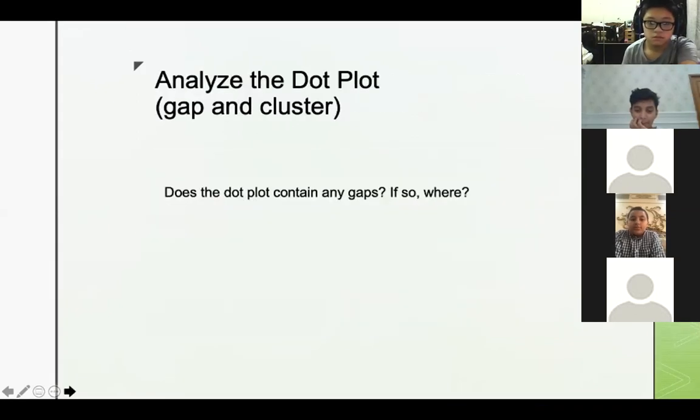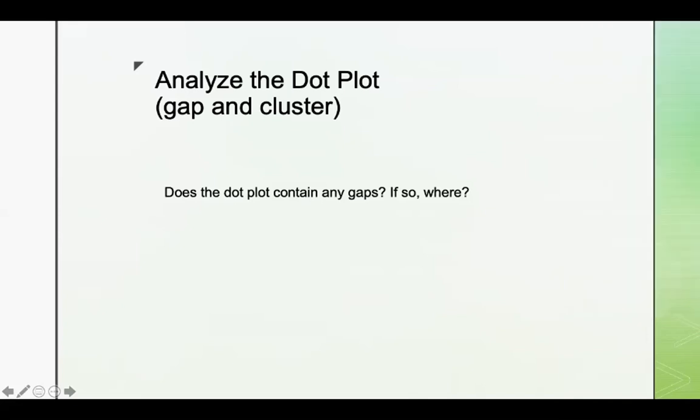Okay, let's move. Let's analyze the dot plot by identifying the gap and the cluster. Does the dot plot contain any gaps? If so, where? Who can tell me, first of all, what is the meaning of gap? It's a group of data or a column or a row that has nothing in it. Exactly. Just like if you suppose you have two mountains, the valley would be the kind of gap between these two mountains. Why? Because it is empty.